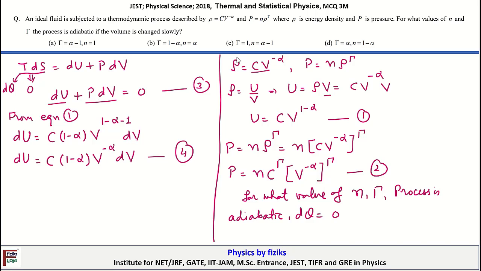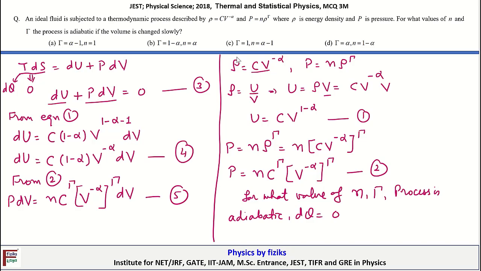Now similarly from equation 2, we can write P dV. So for P, we will make use of equation 2, and then multiply it with dV. So P dV is equal to n C to the power gamma and then V to the power minus alpha, and its power gamma, multiplied by dV. Let's call this equation 5.